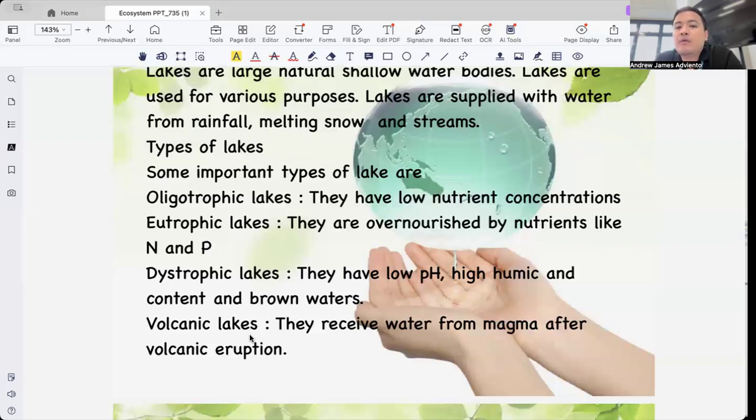And lastly is what we call the volcanic lake. Volcanic lakes form in craters of extinct volcanoes, and they often have unique chemical compositions and are used for scientific research due to their geological origins. Examples include Taal Lake here in the Philippines.